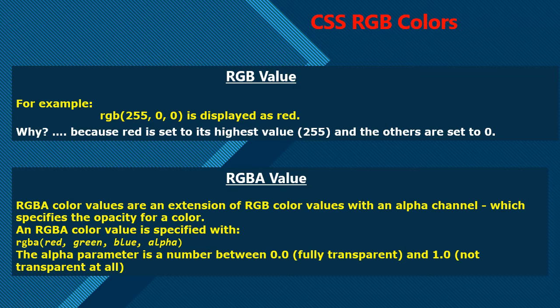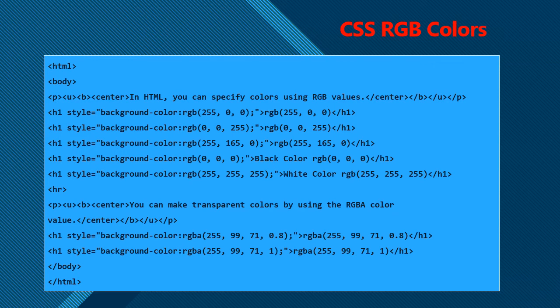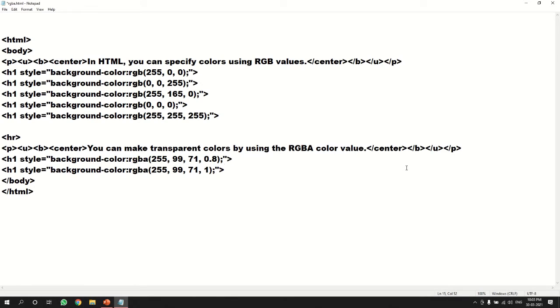In addition to RGB, we can add one more parameter to it, and that is the alpha parameter. The alpha parameter is a number between 0.0 and 1.0. Now 0.0 means the color is fully transparent, and 1.0 means you will see the solid color. Now let us see with an example how we can specify colors using RGB values.